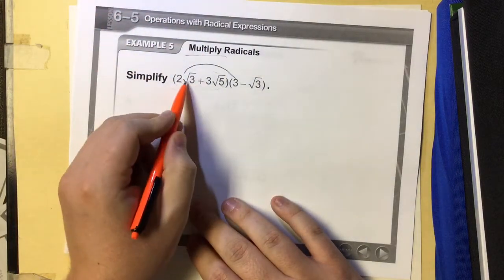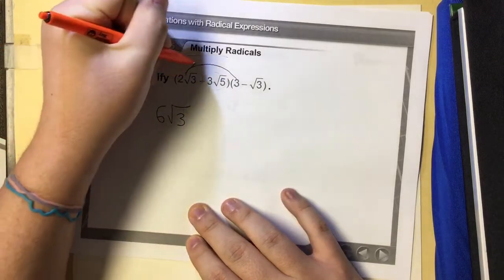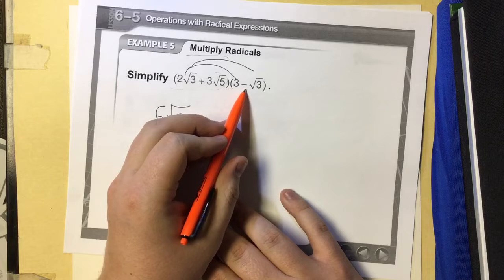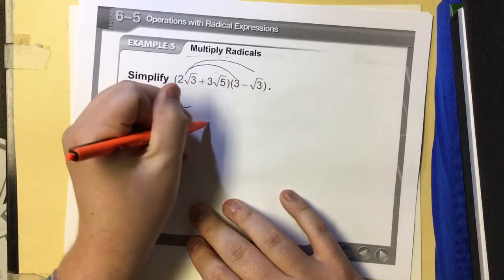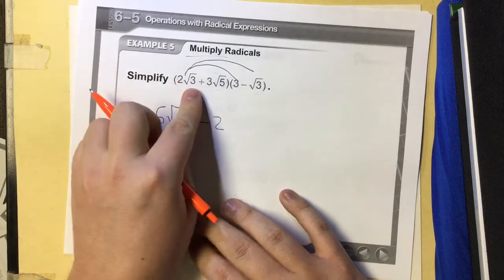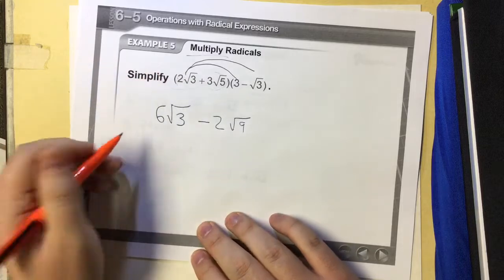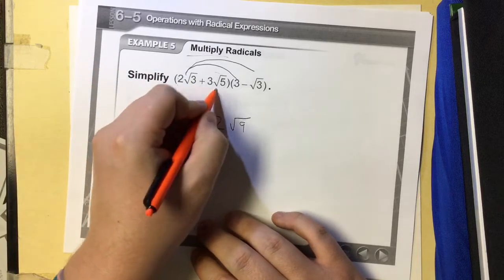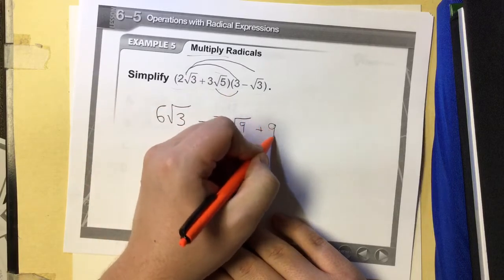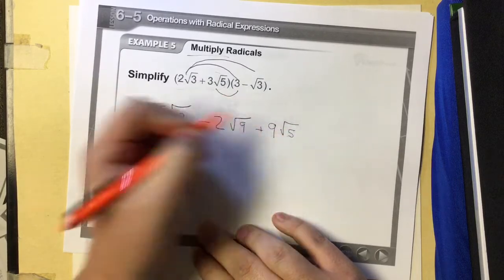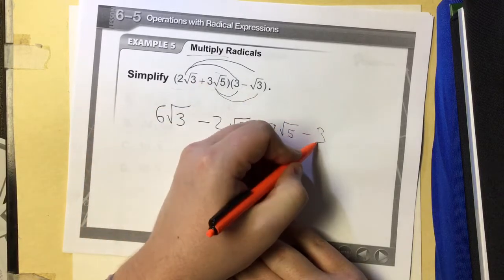2 radical 3 times 3. 2 times 3 is 6 radical 3. 2 radical 3 times negative radical 3. It's going to be negative, so minus. And then the two radicands can be multiplied. 3 times 3 is 9, so minus the square root of 9. Now we move on here, and we do plus 9. 3 times 3 is 9. Radical 5. And then we distribute here minus 3.